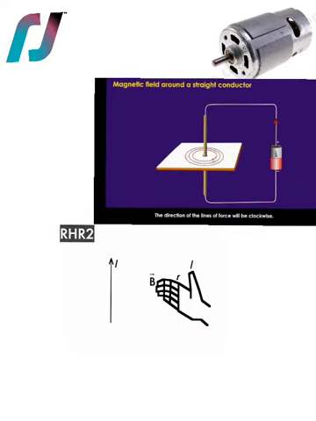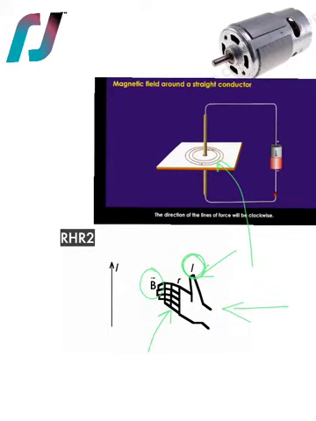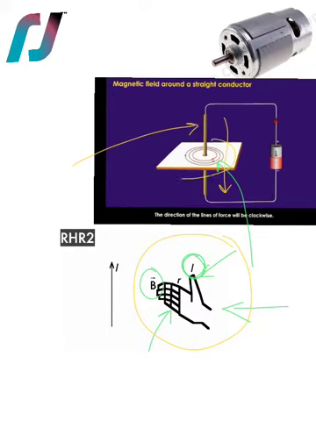Now, to find the direction of a magnetic field, we use the right hand thumb rule. Here, the thumb represents the direction of current, whereas the fingers represent the direction of the magnetic field. If you see in this conductor, the current is flowing downward. If we apply the right hand thumb rule, then you understand the direction of the magnetic field.